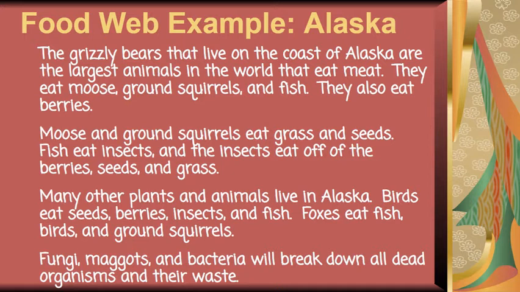We need an arrow from moose to grizzly bear, from ground squirrels to grizzly bear, from fish to grizzly bear, and from berries to grizzly bear. All of those arrows will start with the food source. So they'll all start on either the moose, ground squirrel, fish, or berries. And all of them will be pointing to grizzly bear, since grizzly bear is doing the eating.